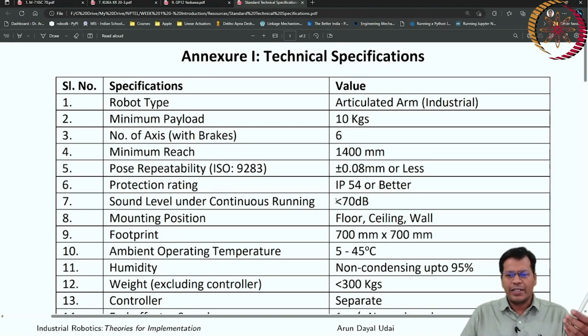Sound levels should be, at least for an industrial robot, because I was selecting, I chose it to be well below 70 decibel, which even my compressor, which was driving the pneumatic actuator, was almost around 70 decibel. So okay, 70 decibel is quite good enough.